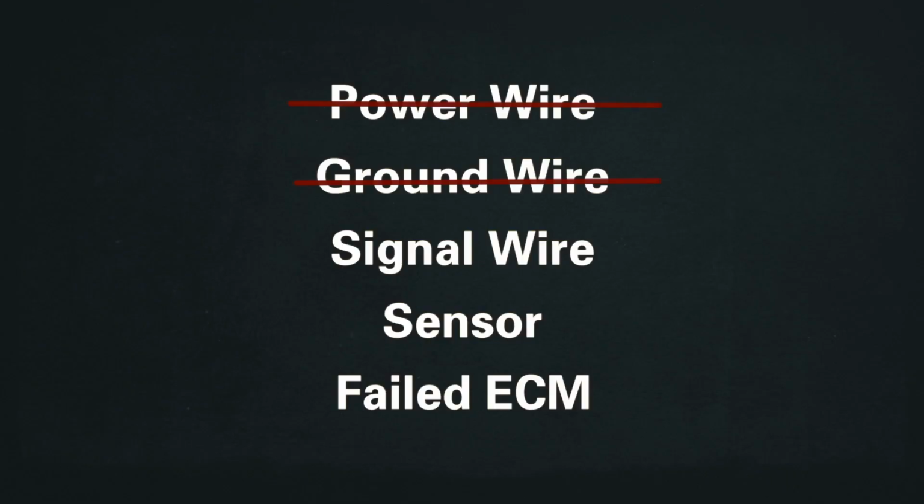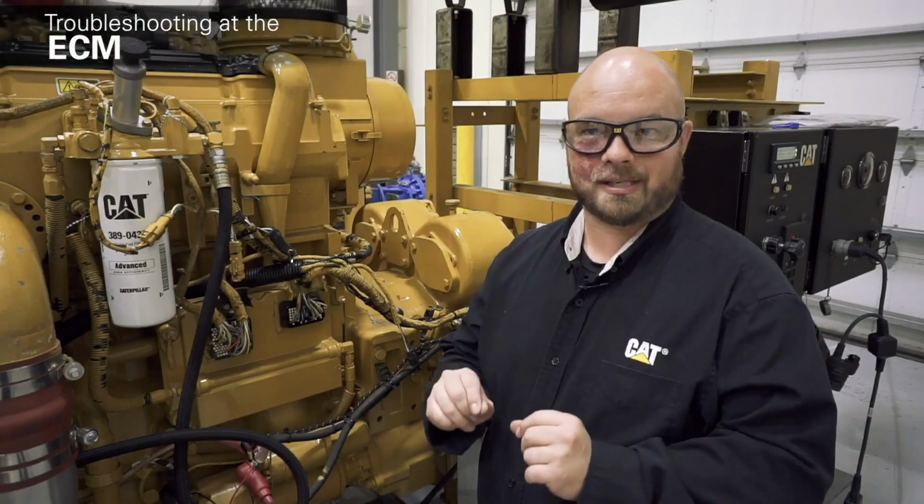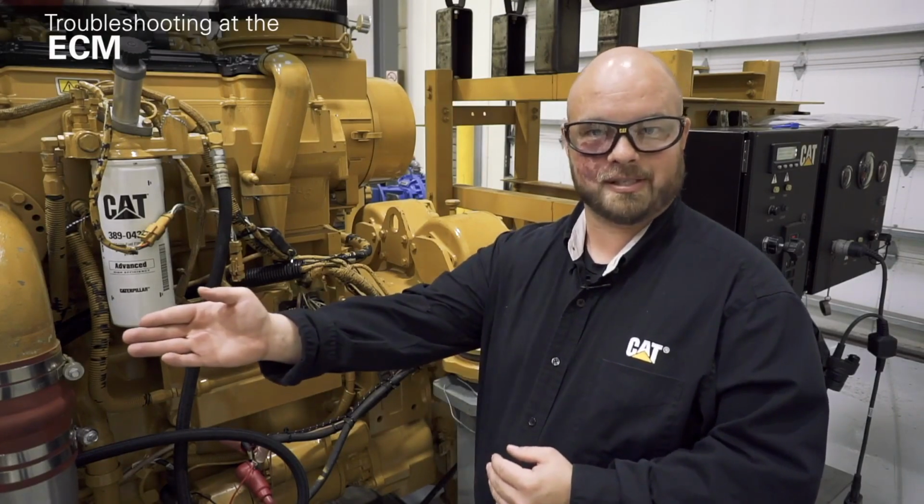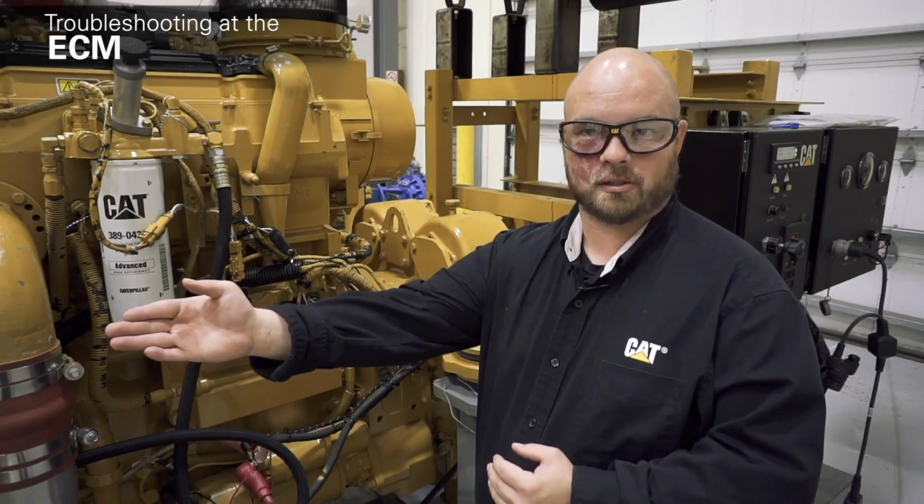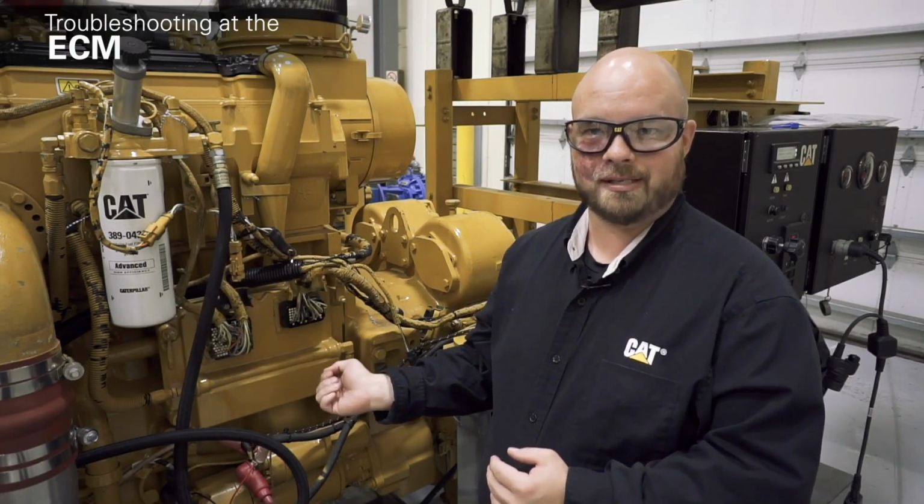Where are we going to go next? We're down to troubleshooting the signal wire or the ECM. So we're going to go down to the ECM. In this case, it's easiest for us to go ahead and troubleshoot the ECM. We made the opposite condition out at the harness with the sensor not installed. We're going to use that exact same logic, only now we're going to do that at the ECM.